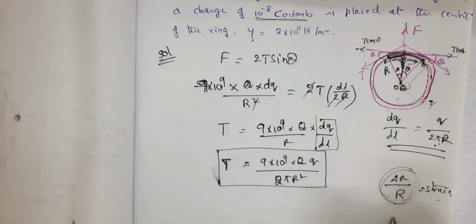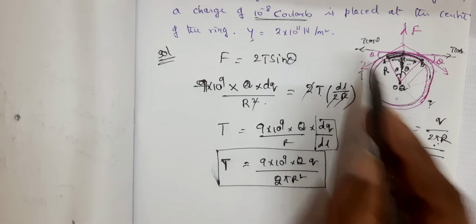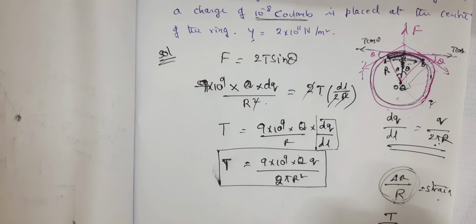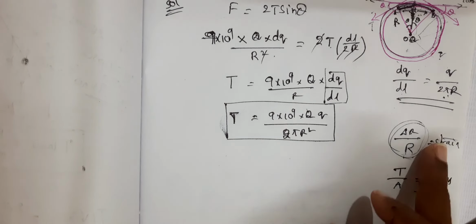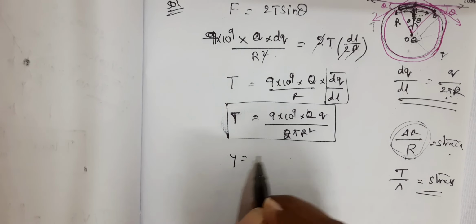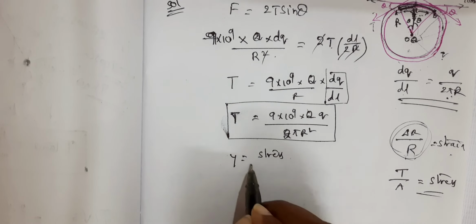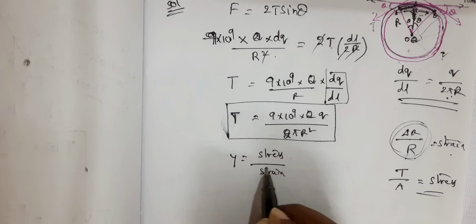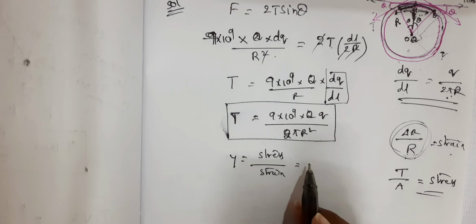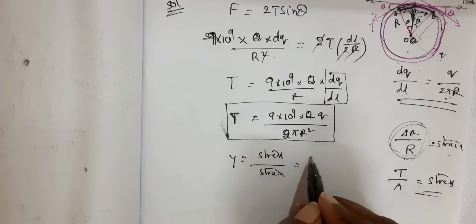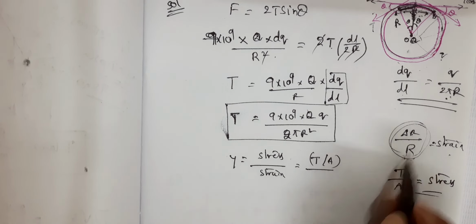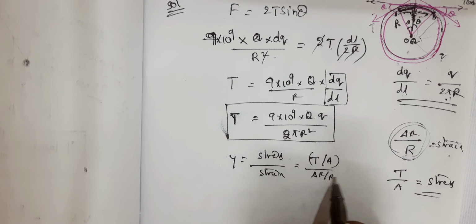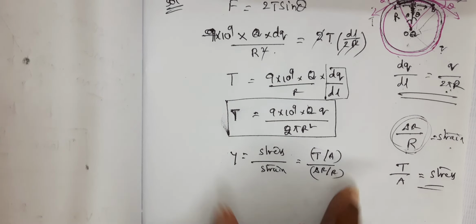And then stress. What is stress? It is equal to force by area of cross section. What is the force which is acting on this? It is tension only. So tension by area of cross section is equal to stress. So now we got strain and stress. Then Young's modulus y is equal to stress by strain. So y is equal to, what is stress? T by A, right? Stress by strain is delta r by r.